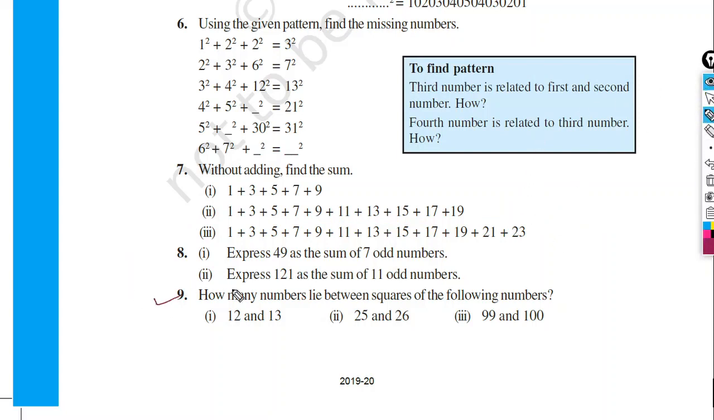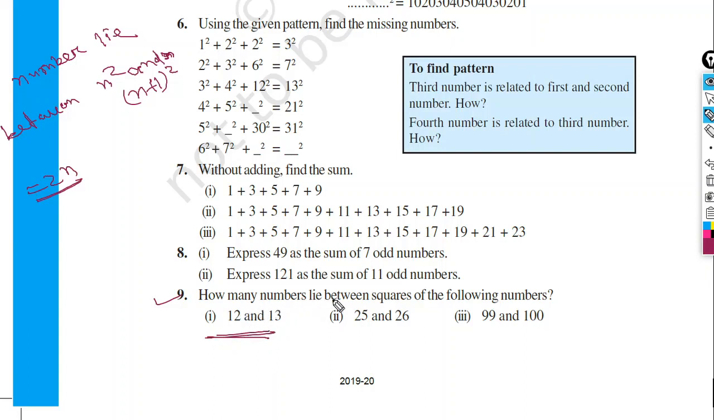So see question number 9. How many numbers lie between squares of the following numbers? Okay, very nice. We had studied it in the last class. So what was that? The numbers that lie between n square and n plus 1 square. So what is the formula? Equal to 2 into n, isn't it? We had taken the example also in the last class. So here we will directly put the formula.